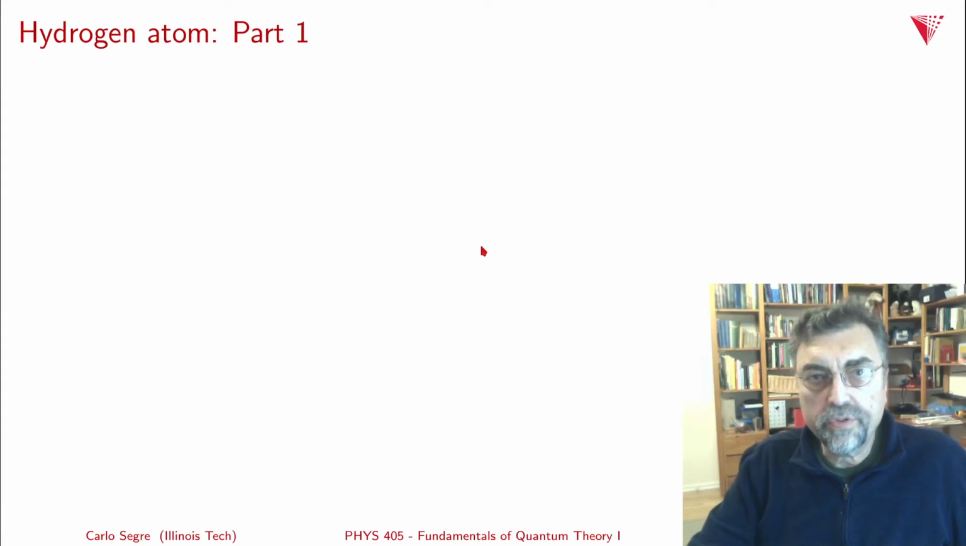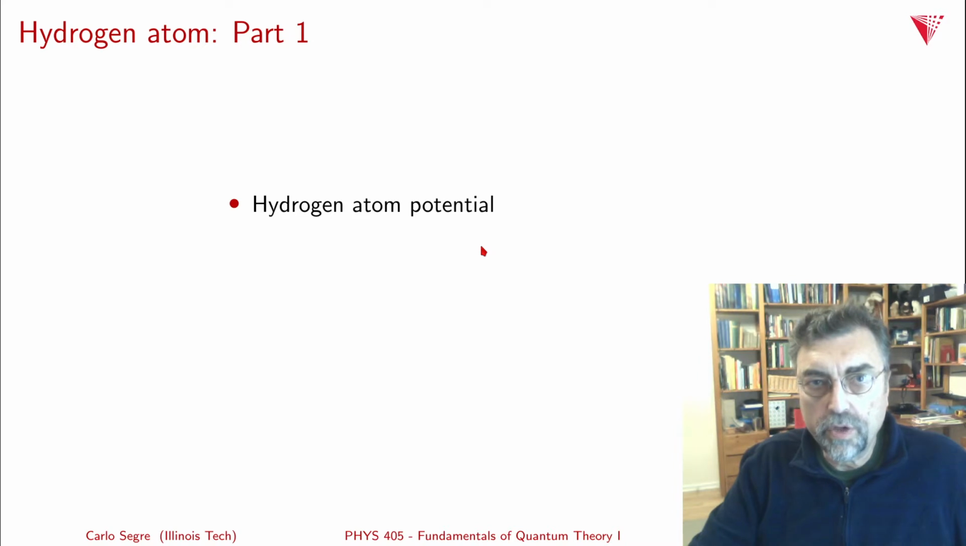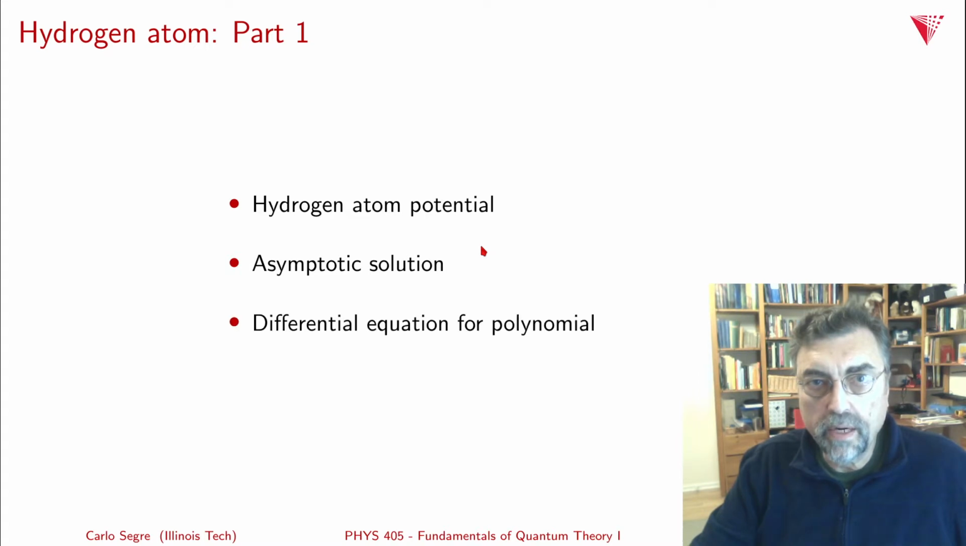In this video, we'll start the solution of the hydrogen atom. This is one of the only three-dimensional potentials we can solve in closed form. We'll start by looking at the hydrogen atom potential, then developing the differential equation for the radial component and finding the asymptotic solutions. And then finally, putting it all together and generating an equation for the polynomial that mates the two asymptotic solutions.